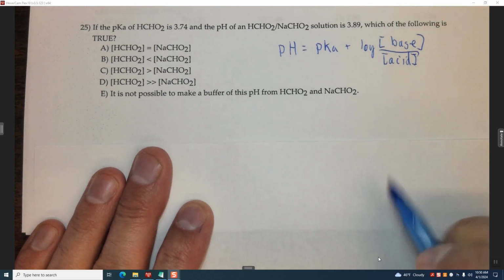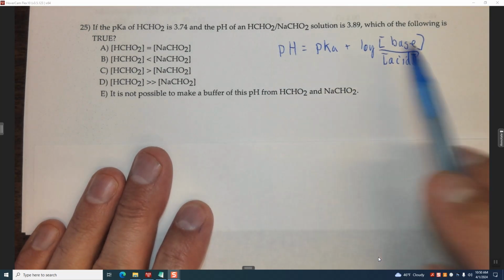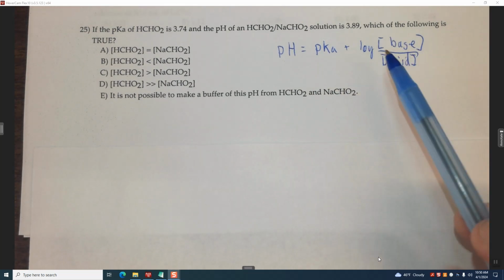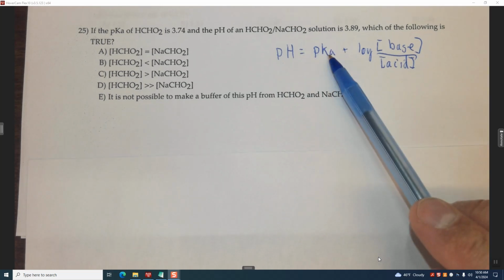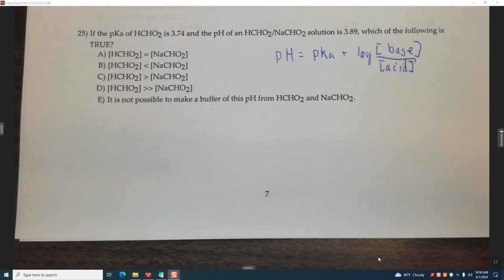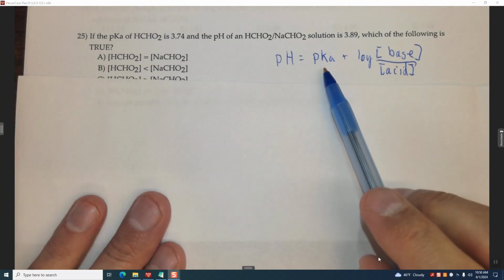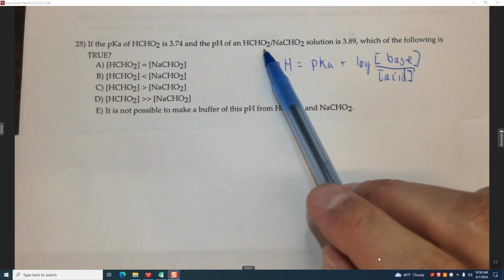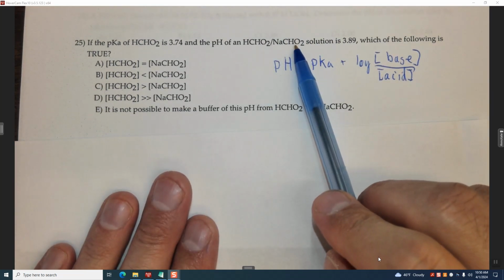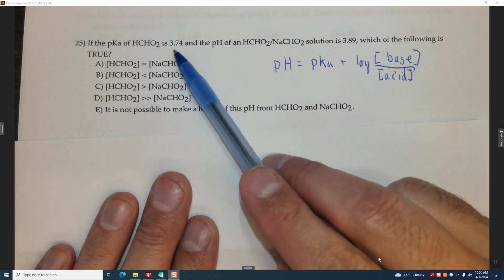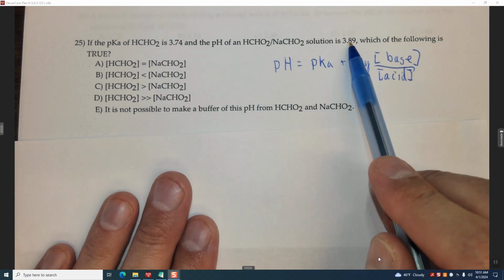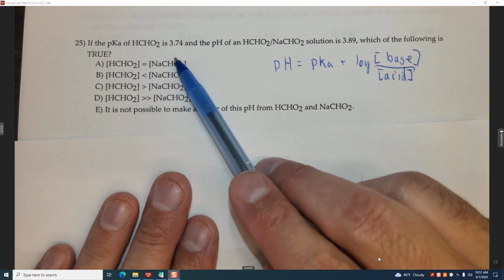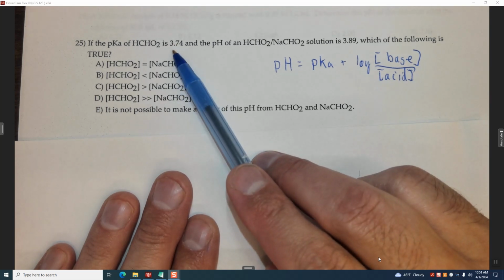Okay. In this case, the acid is formic acid and the base is sodium formate. But that's not super important. What's important to remember is the pH equals the pKa plus log of the base over the acid. What does that mean? Well, it means that your pH and your pKa are related by the relative concentrations of your base and your acid in solution. So in this case, your pKa is this and your pH is higher. If the pKa is 3.74, you want the pH to be higher than the pKa.